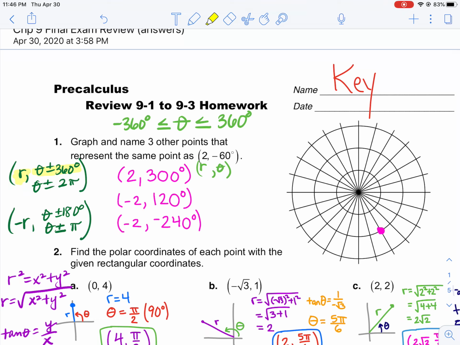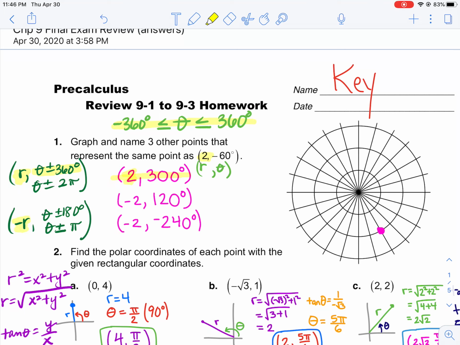If I take negative 60 degrees and subtract 360 degrees, I'm going to get an angle that is smaller than negative 360 degrees, so I don't want to do that. What I want to do is take negative 60 degrees and add 360 degrees, which would get me (2, 300°). So now, we always have 2 positive r values and 2 negative r values.